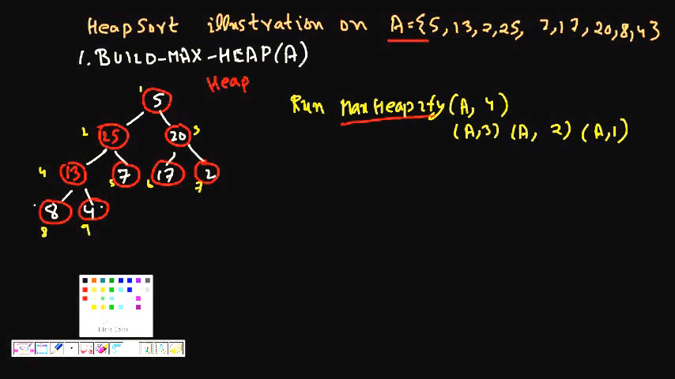Now we come to node 1. Its value is 5, which is less than both 25 and 20, so we swap it with the maximum value, that is 25. So 25 and 5 get swapped.